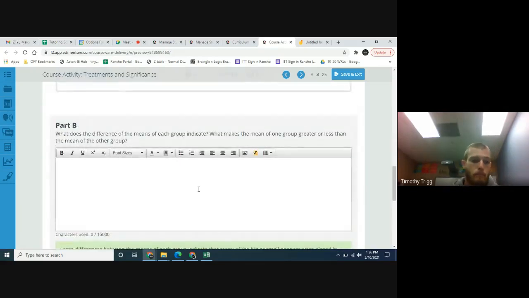Okay, part B. What does the difference of means of each group indicate? What makes the mean of one group greater or less than the mean of the other group?